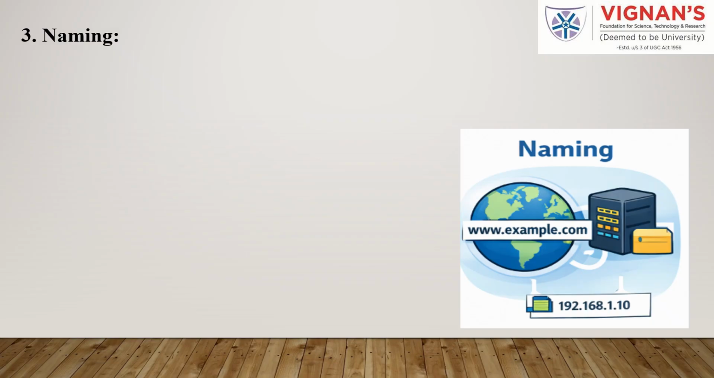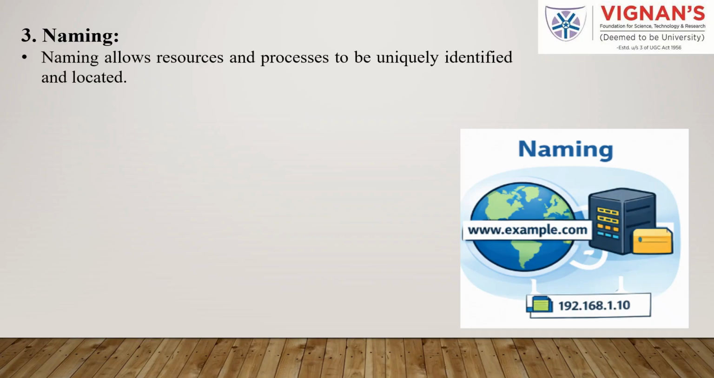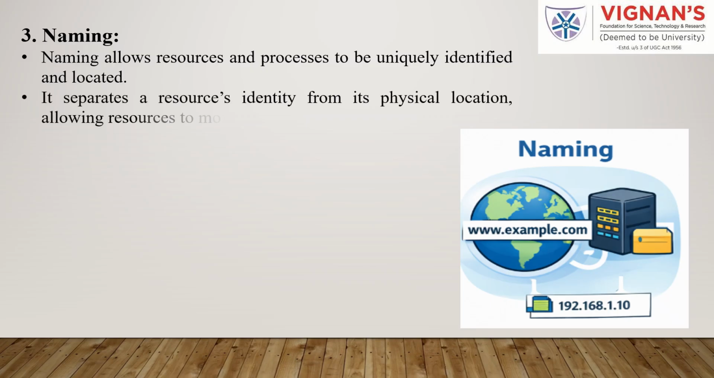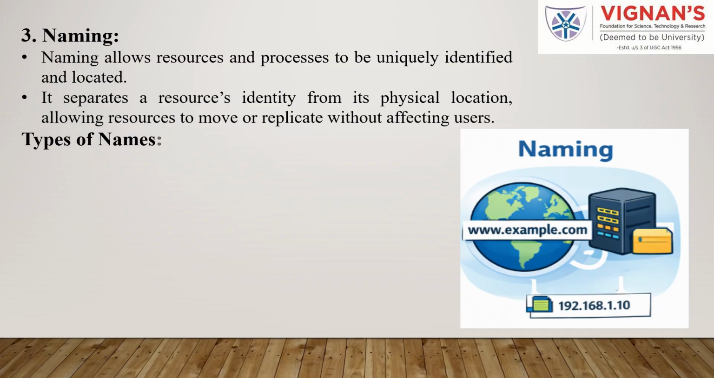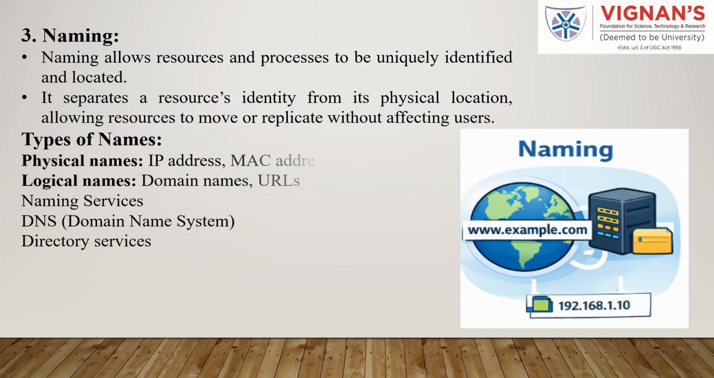3. Naming. Naming allows resources and processes to be uniquely identified and located. It separates a resource's identity from its physical location, allowing resources to move or replicate without affecting users. Types of names. Physical names, IP address, MAC address. Logical names, domain names, URLs. Naming services. DNS, domain name system. Directory services. Purpose, decouples resource identity from location.